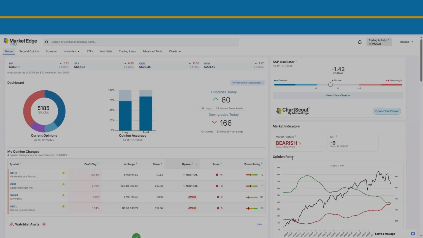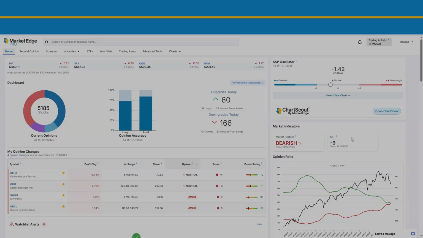Now, two things happen when you pull up the Market Edge homepage. The first thing you'll see over on the right-hand side of the screen is the market posture, and it says bearish. And it's been bearish since October 24th, which is about 2-3 weeks ago. At that time, the Dow on that Friday closed around 47,200. Today, it's getting hit again. It's down to around 46,000. So far, this bearish call has been to the good side of 1,200 points.